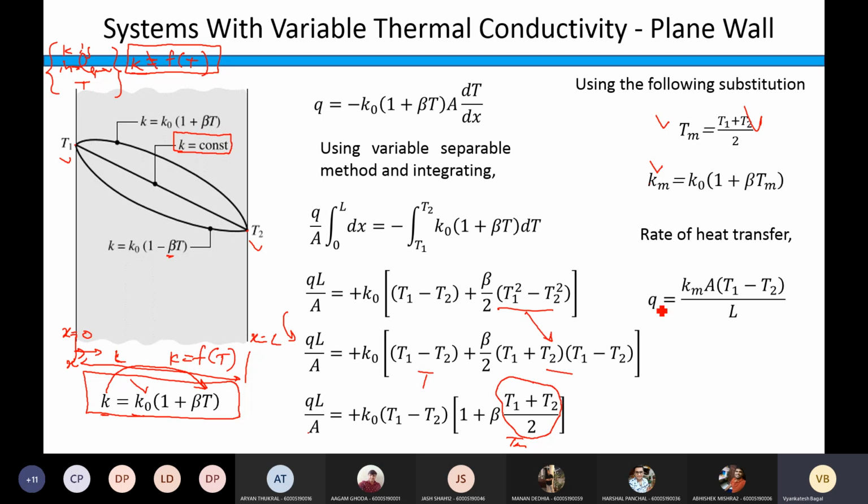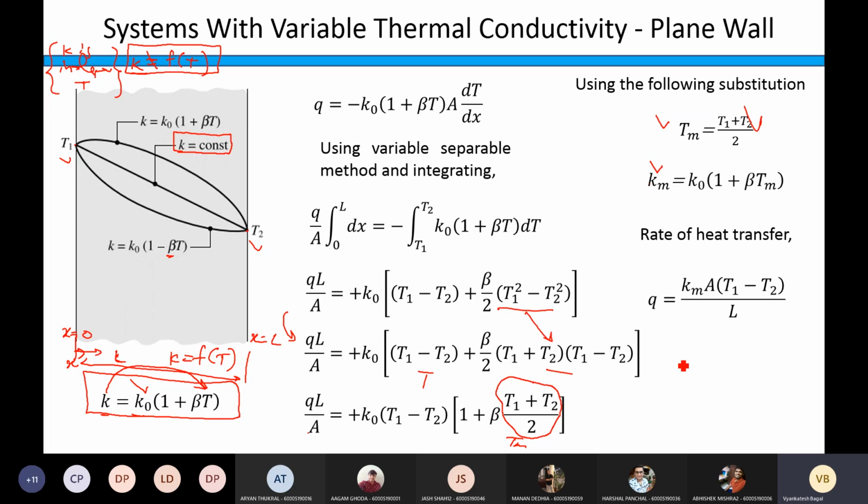So the rate of heat transfer Q will be equal to Km a into T1 minus T2 by L. So this A is taken on the right hand side. So you can write the final expression for the rate of heat transfer Q. So this is similar to your first case, that is systems with constant thermal conductivity. So if I say that let us say K is constant, right? So if K is constant, this Km will be replaced by simply K, right? So that time you will get the same expression which you derived for the case of constant thermal conductivity.